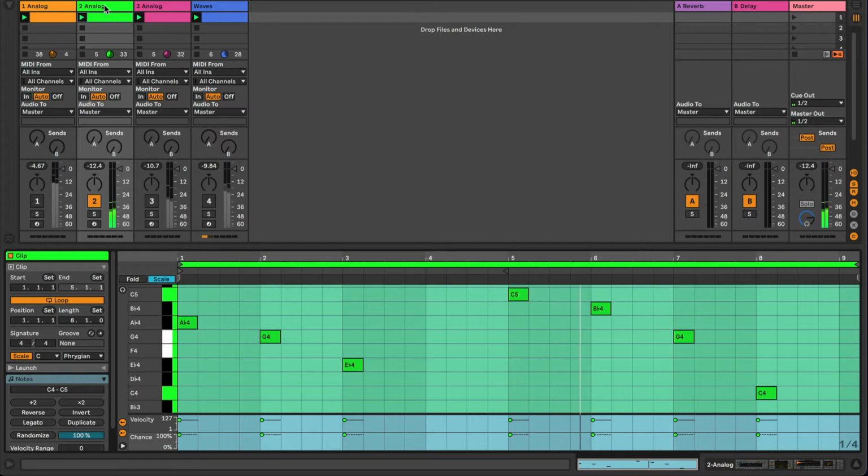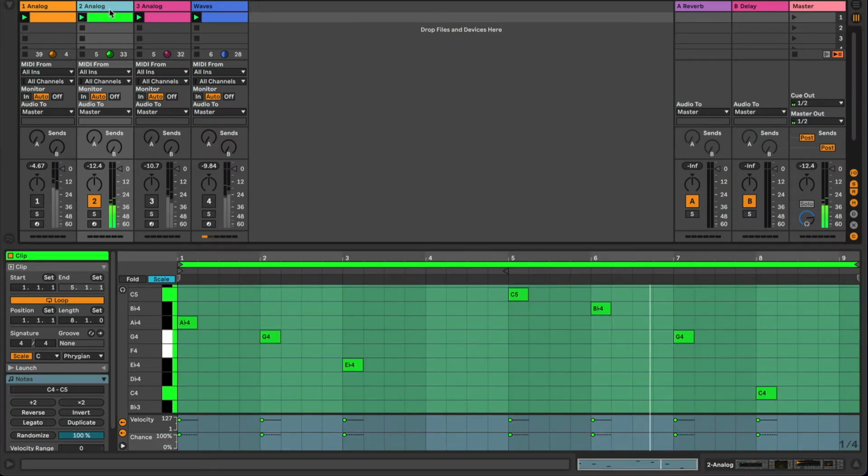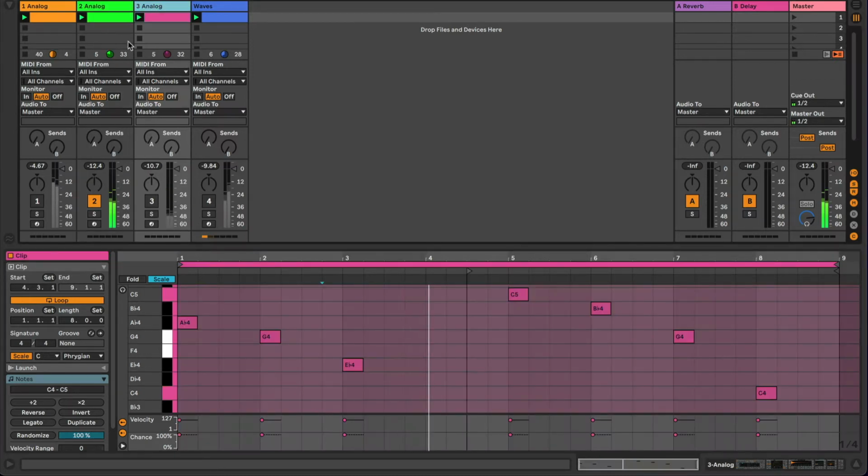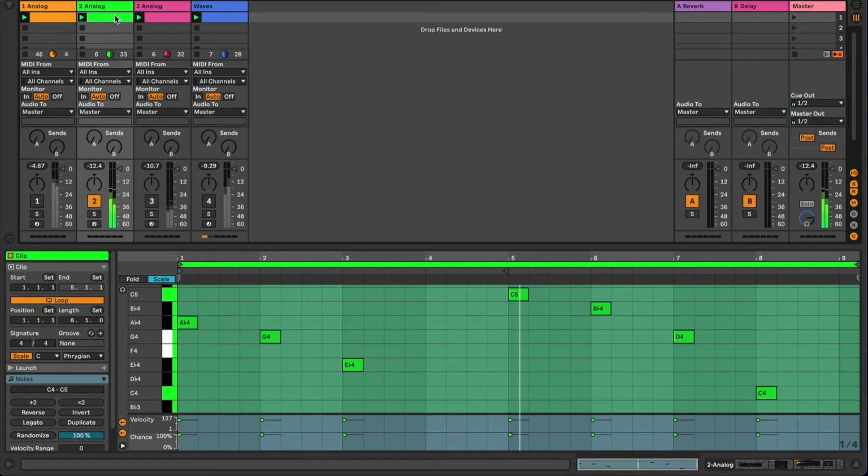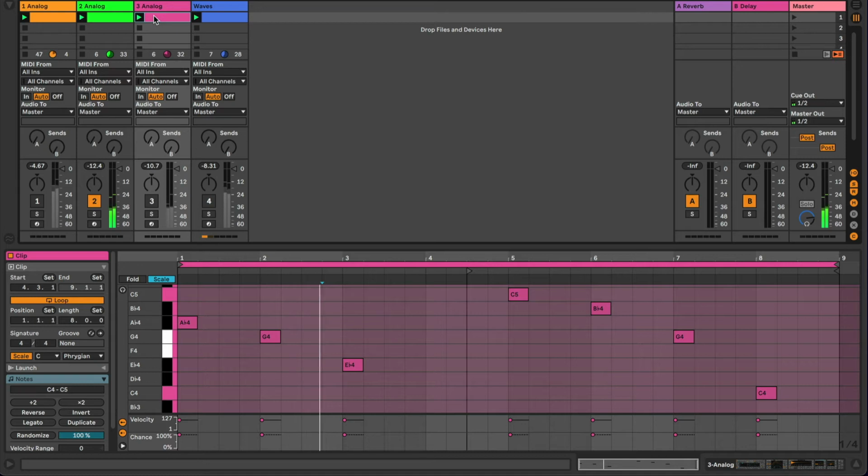Now, all I did then was duplicate this track. Literally, the pink track is just a pure duplicate of the green track. The only difference is I moved the start point from 1 over to 4.5. And then I made the entire pattern length exactly 8, whereas the green one is 8 plus a beat. The pink one is 8, and it has a different start point.